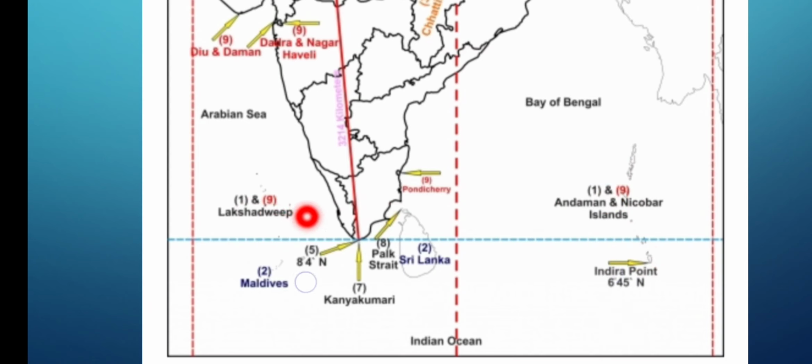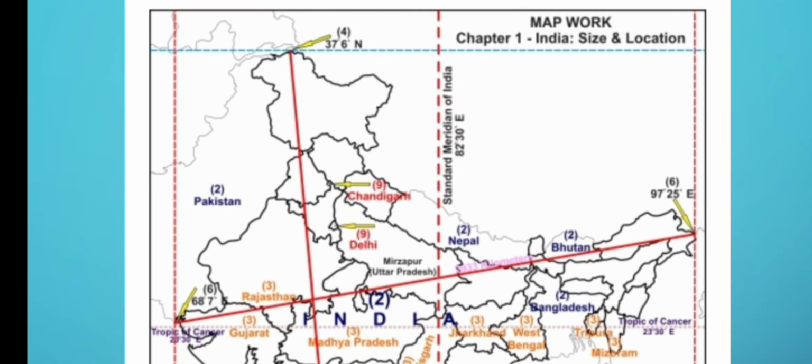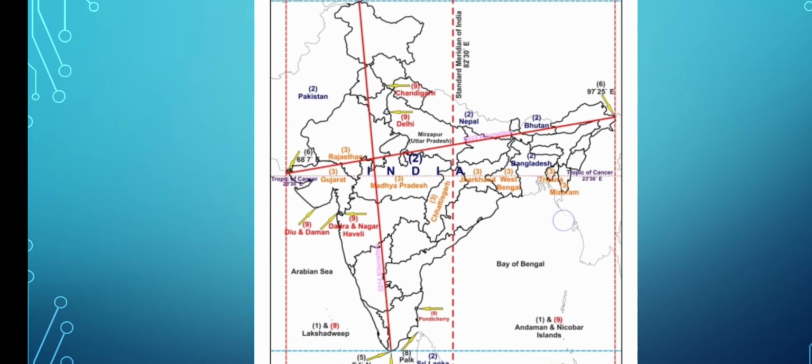Or here is Lakshadweep. Lakshadweep is also a union territory. In the north, here it is not divided. So this part is Jammu and Kashmir, the union territory, and this part is Ladakh. So these are also union territories. This division you have already seen in the last map. So these are the union territories and where they are located.